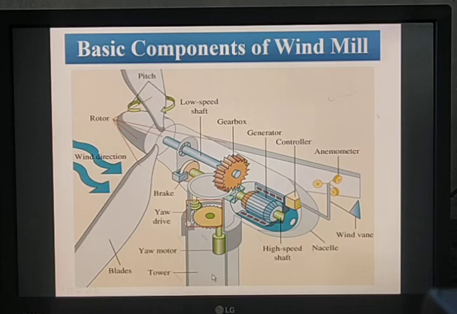These are the various basic components used in the windmill: blades, rotor, pitch, low speed shaft, gearbox, generator, controller, anemometer, wind vane, nacelle, high speed shaft, braking mechanism, yaw drive, yaw motor and then tower. All these basic components are present in both the horizontal axis windmill as well as the vertical axis windmill. The only difference is that the shaft position is changed.